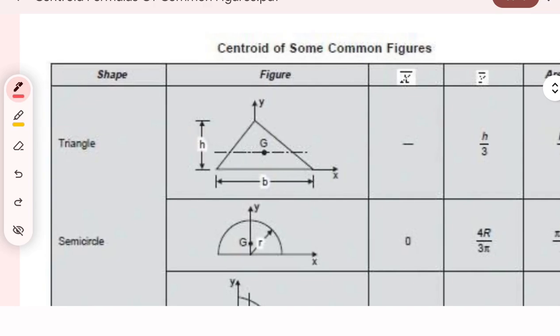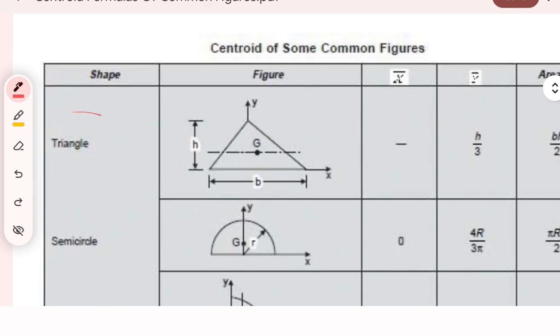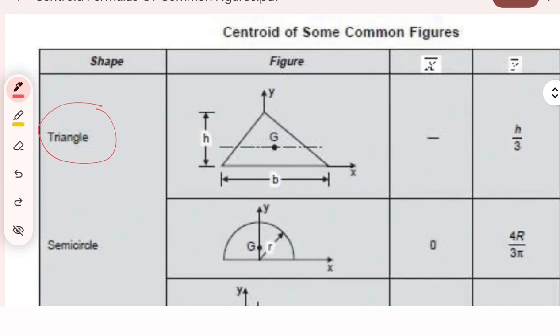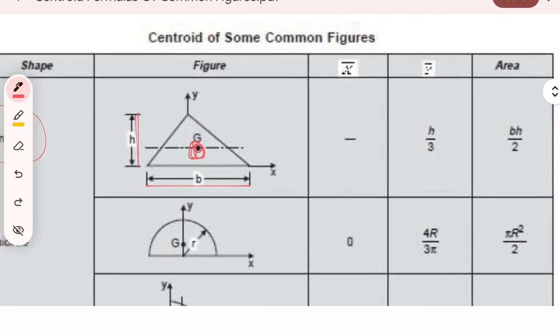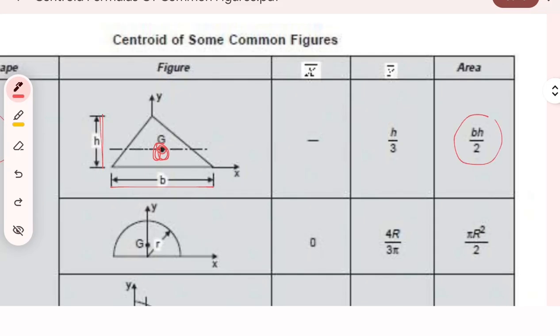So for example, if we are given a triangular shape, this is the example of the figure for that. And we have the base of the triangle, the height of the triangle, and the centroid is located somewhere there. So how would we compute the centroid of that figure? By the way, the area of the triangle can easily be solved. We know the area of the triangle is 1/2 base times height, right? So just multiply the base and the height divided by 2. So that's the area of the triangle.